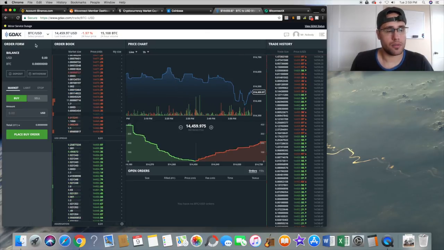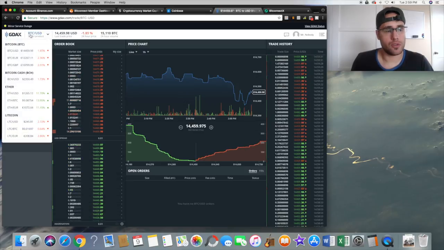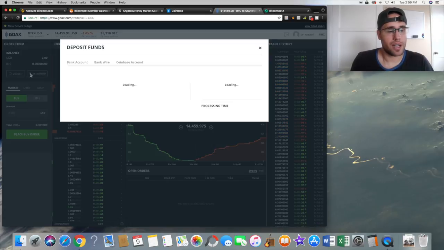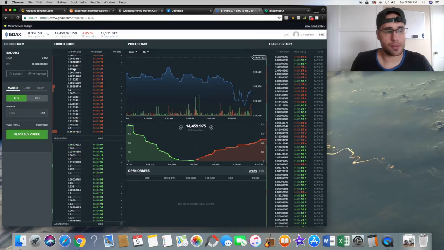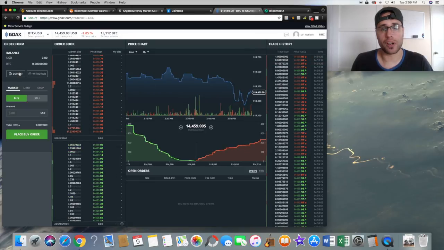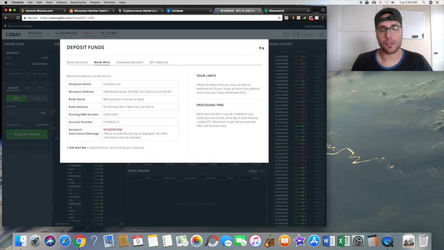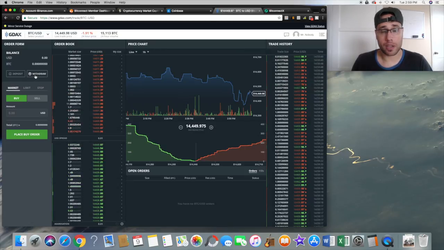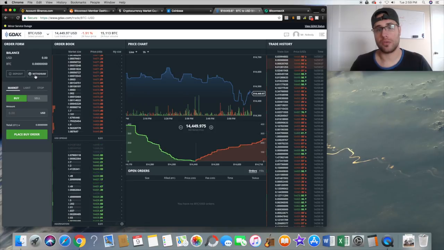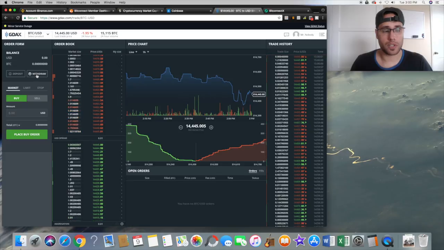Once you're on GDAX though, this is where you're trading and using BTC and USD. Deposit and withdrawal is what you're going to be using most of the time. When you're depositing money, you're bringing money from one exchange to GDAX, from someone else's wallet to GDAX, or from Coinbase to GDAX, okay? When you're withdrawing money from GDAX, you're sending money from GDAX to an external exchange, to an external wallet, to someone's personal wallet. That's what you're doing when you're hitting withdrawal.